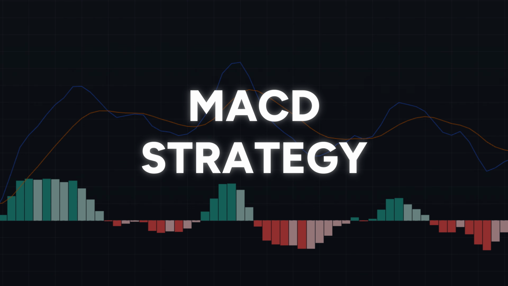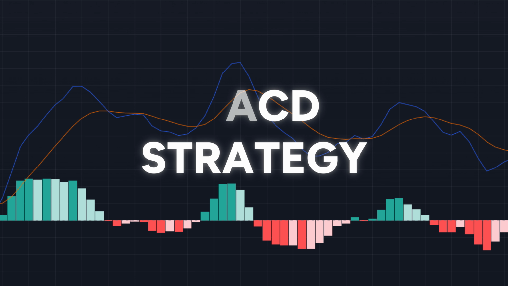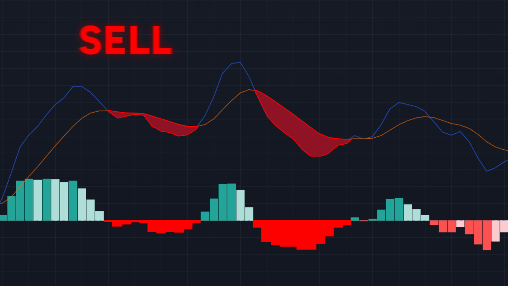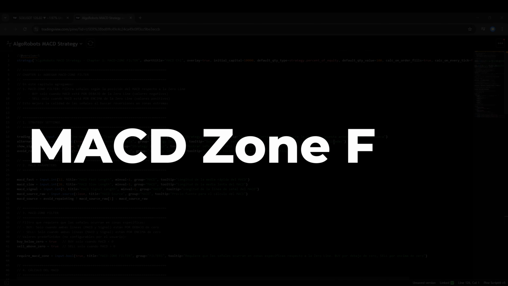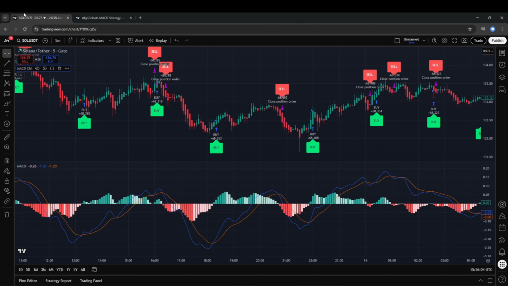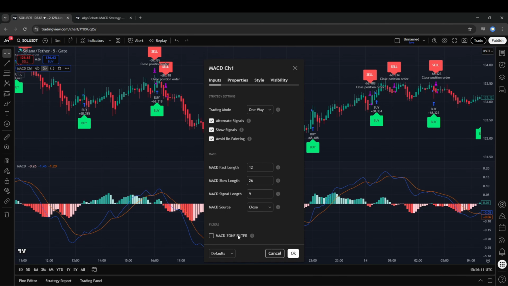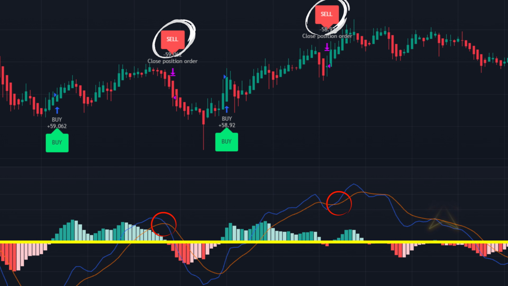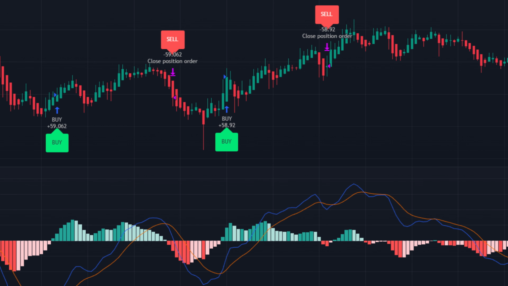Now that we've reviewed the MACD components, let's focus on the strategy. When the MACD line crosses above the signal line, it suggests bullish momentum. When it crosses below, it suggests bearish momentum. Now, we add the first filter to the strategy, the MACD zone filter. This filter uses the zero line to qualify signals. Buy signals are only allowed when both the MACD line and the signal line are below zero. Sell signals are only allowed when both lines are above zero. This filter focuses on reversals from extreme MACD zones.